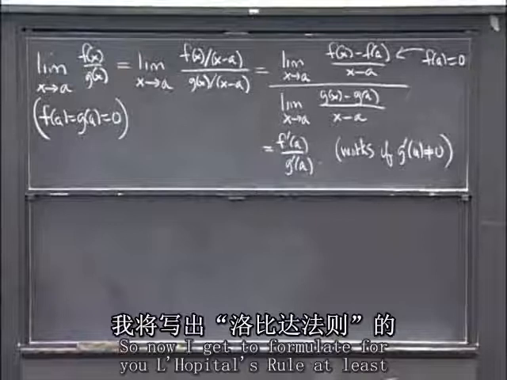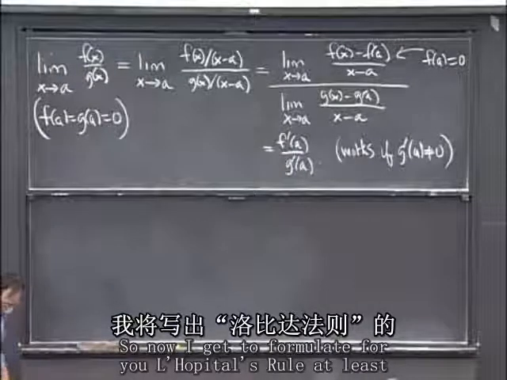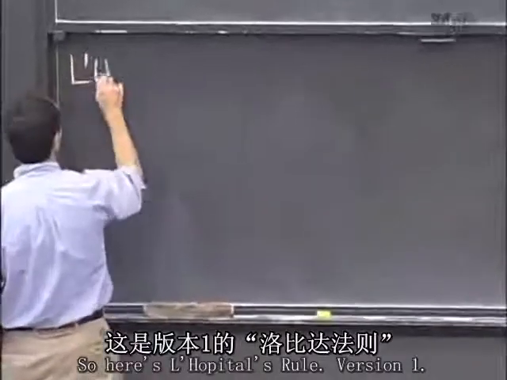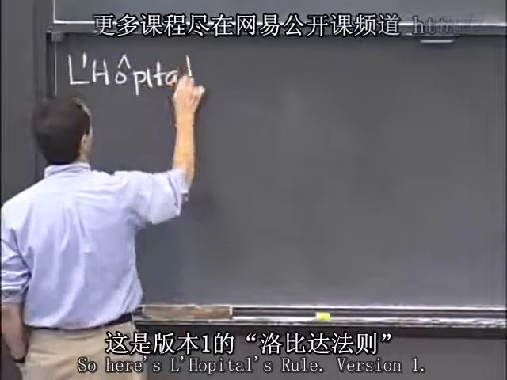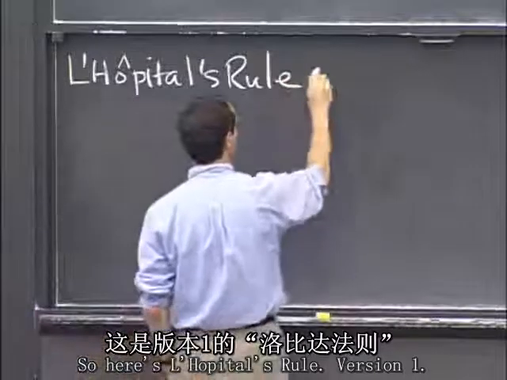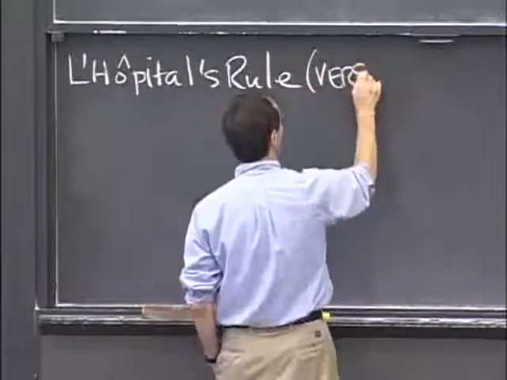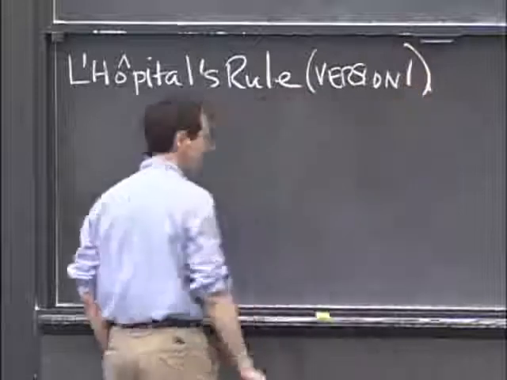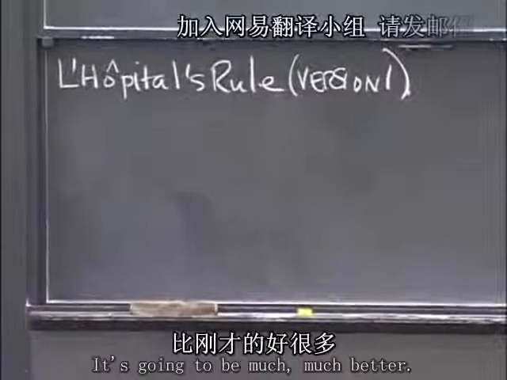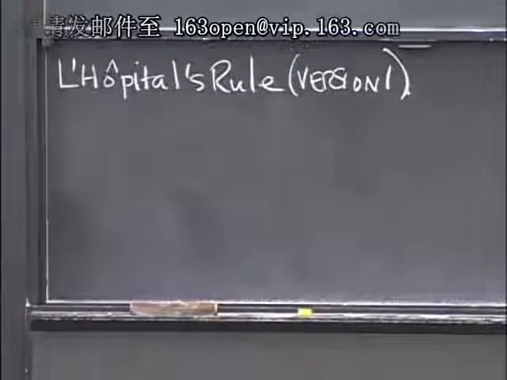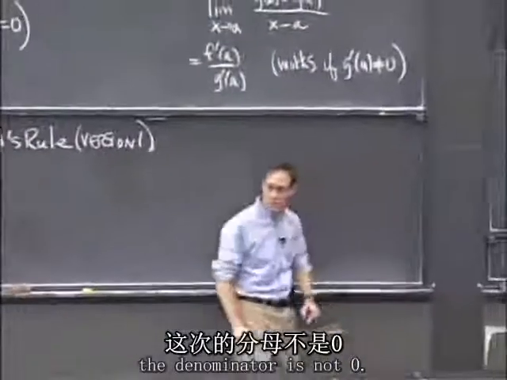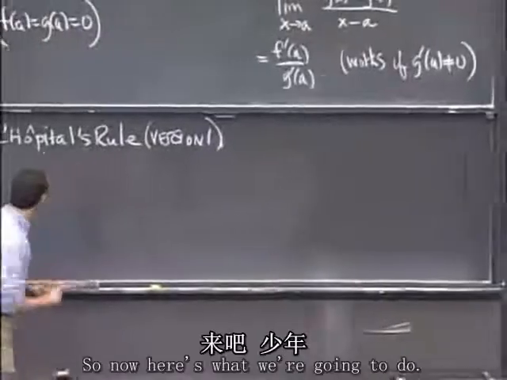So now I get to formulate for you L'Hopital's rule, at least in what I will call the easy version, or if you like, version 1. So here's L'Hopital's rule. Version 1. It's not going to be quite the same as what we just did. It's going to be much, much better and more useful. All right? And what it's going to take care of is this problem that the denominator is not 0. All right? So now here's what we're going to do.